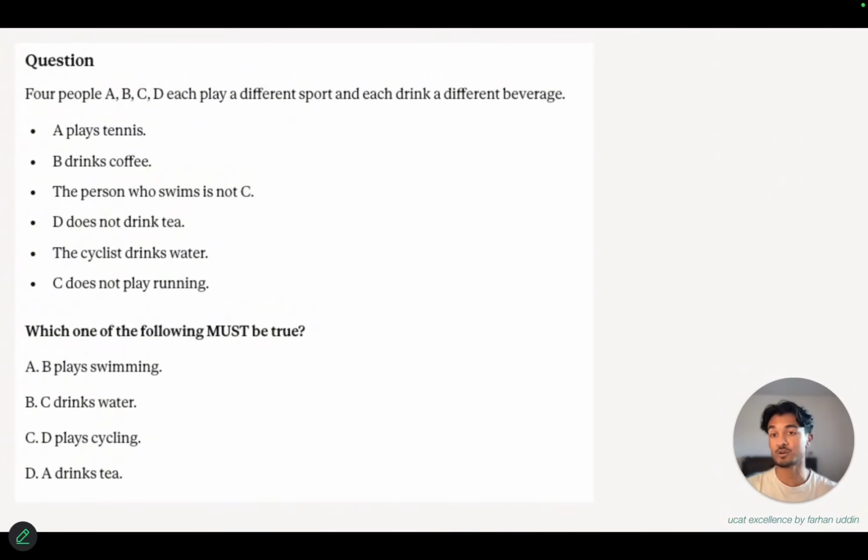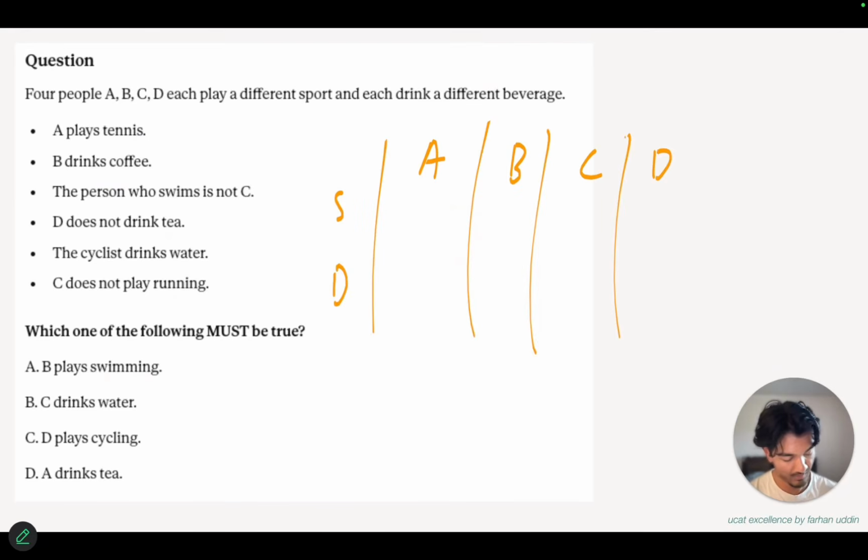Okay, so let's go through this now. Unfortunately, for this question, we don't really have a clear goal. It's one of those, which of the following must be true, which does come up now and again for the logical puzzle questions. So what we're trying to see, at least, is whether or not A, B, C, or D drinks this or plays that. So what do we do? We represent it in a table. A, B, C, D, and then we've got the sport and we've got the drink. So this is how I'd be writing it out.